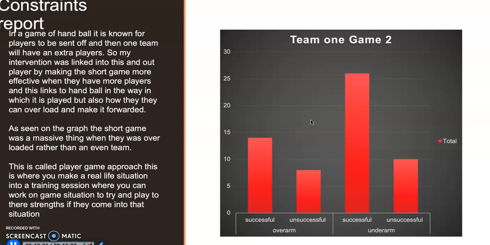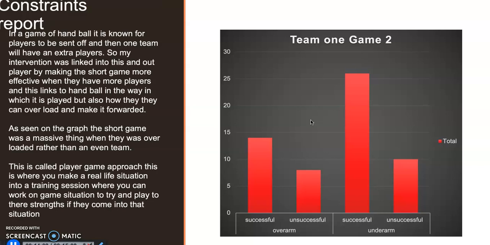So by making a floater, I introduced a short passing a lot more, as you can see here from the 2 graphs. From the graph before, the short game was a massive hit during this part. It was high success rate. The success rate from successful to unsuccessful was about 63% in underarm, and in overarm it was about 49%.